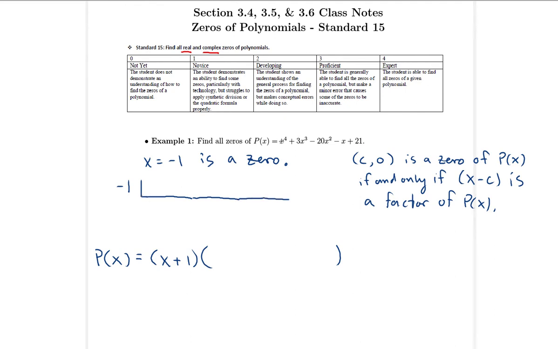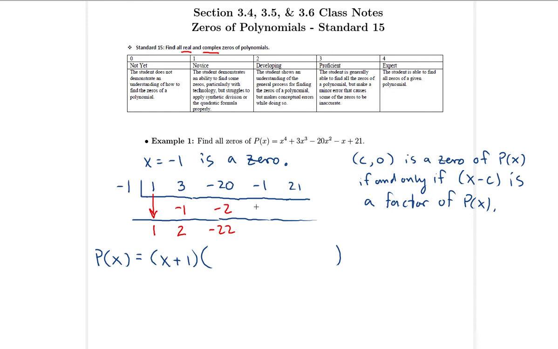So we take all the coefficients that I see in the polynomial. So 1 for x to the fourth, 3 for x cubed, negative 20 for x squared, negative 1 for x, and 21 for the constant. And then we perform that synthetic division that we learned about in the last video. So we start by dropping this 1 down. We multiply negative 1 times 1, which is negative 1. And then we add here. So 3 plus negative 1 is 2. Negative 1 times 2 is negative 2. We add there, so negative 22.